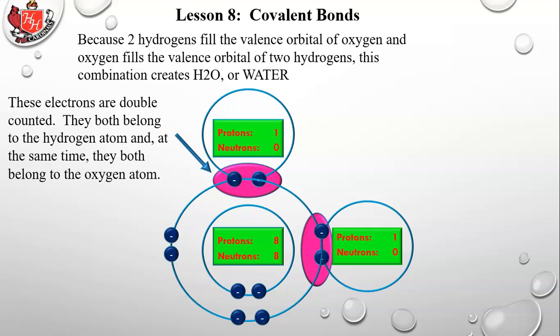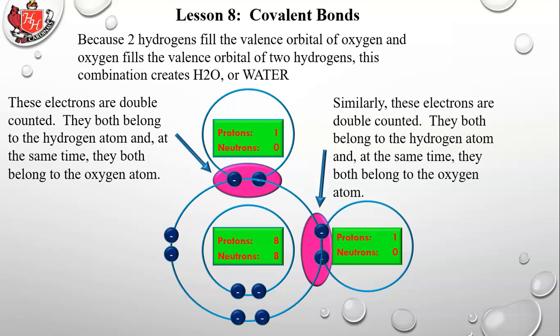They both belong to the hydrogen atom, and at the same time they both belong to the oxygen atom. Similarly, these electrons are double counted. They both belong to the hydrogen atom, and at the same time they both belong to the oxygen atom.